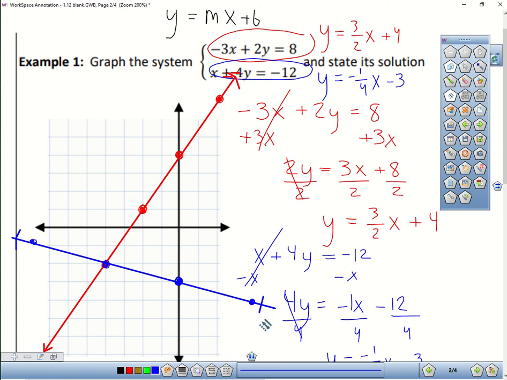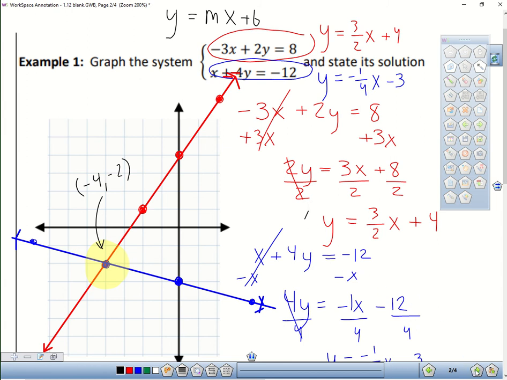And now we have a system, right? So now we can determine the solution. So the solution is where they intersect, which is right here. So what would you call the solution as an ordered pair? Good, -4, -2, and that would be the answer to your question.